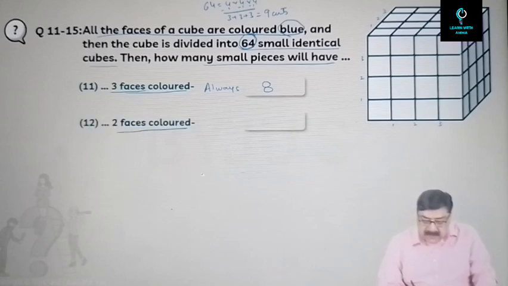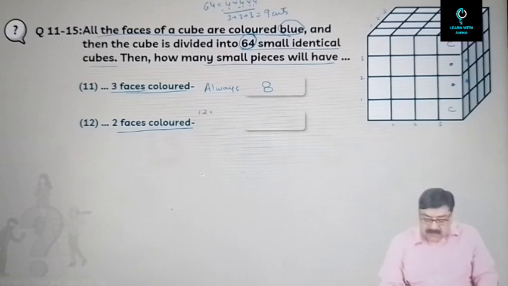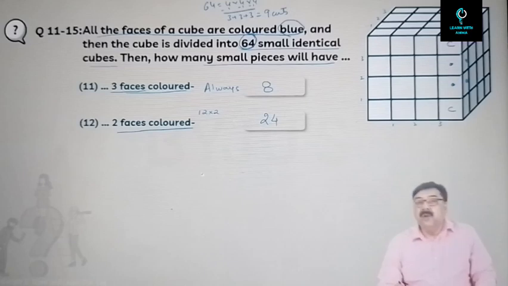2 faces colored, where are these found? Along an edge between 2 corner cubes. So these are 2 corner cubes, let us say. So these are the 2 cubes here which have only 2 faces colored. So 2 cubes on one edge. What is the total number of edges? That is 12. So 12 into 2, 24 number of those pieces which will have 2 faces colored.